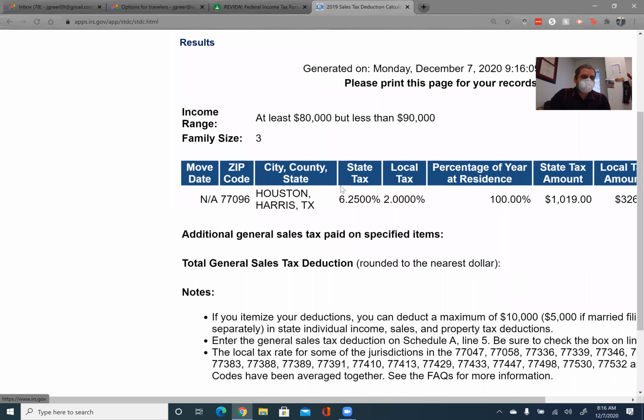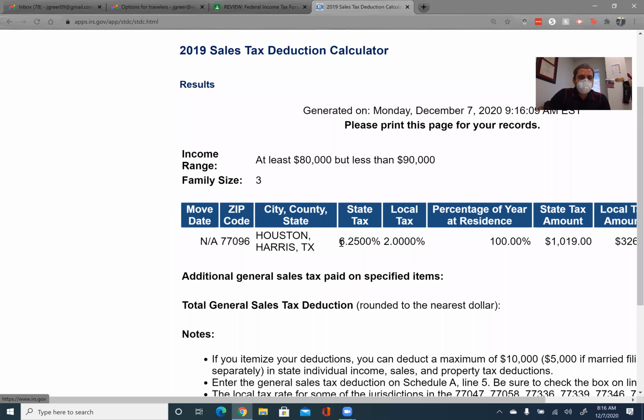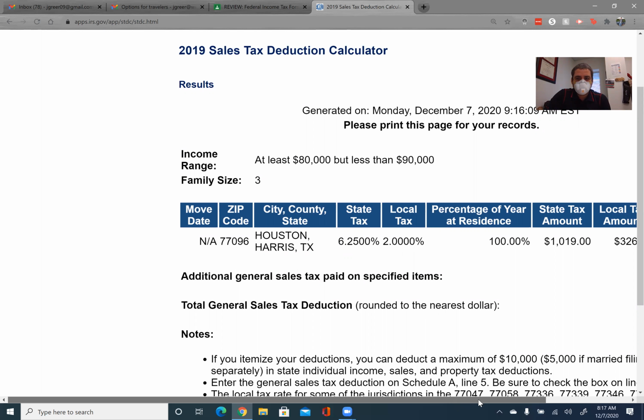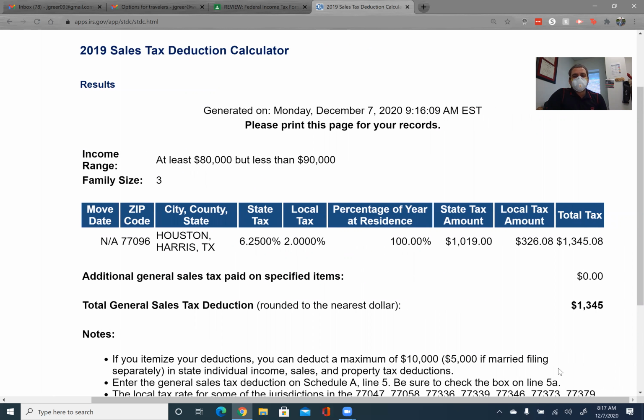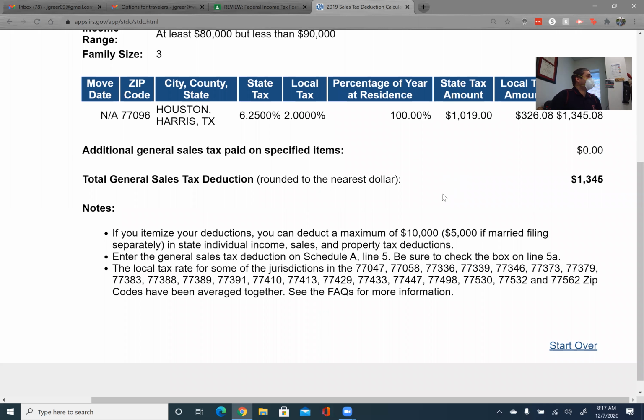Okay. So if you notice our state sales tax, 6.25%. Our local tax is 2%. So what's our total sales tax? 8.25%. And so we make $80,000 to $90,000 in this example. So they're estimating that what we pay in sales tax over the year is $1,345. This is one way of doing it.